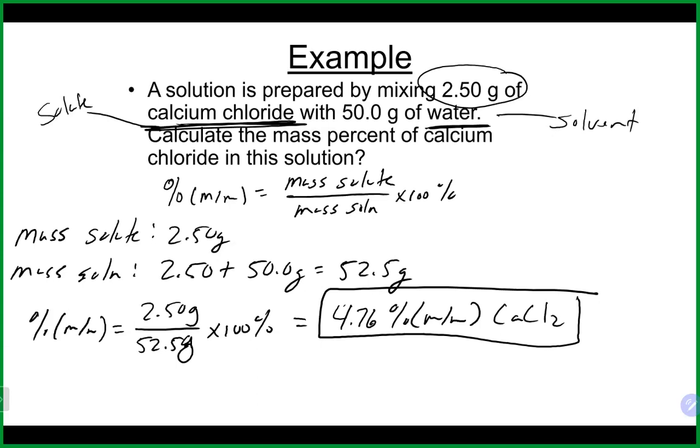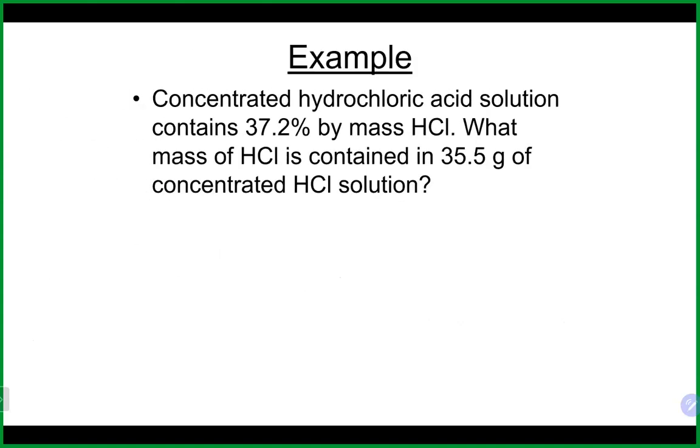All right, let's try another one here. We have a concentrated hydrochloric acid solution that contains 37.2% by mass hydrogen chloride, or hydrochloric acid. What mass of hydrochloric acid is contained in 35.5 grams of the concentrated solution? Take a few moments, see what you come up with here.